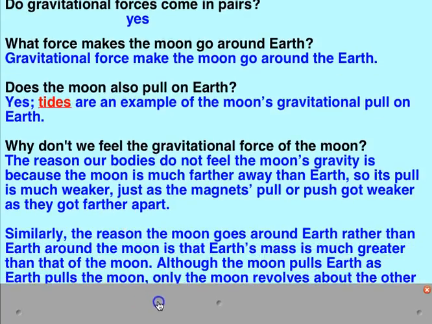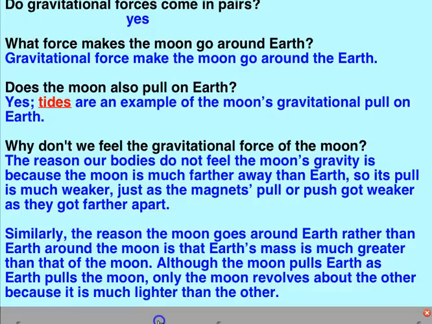All right, so similarly, the reason the moon goes around the Earth rather than the Earth around the moon is that the Earth's mass is much greater, which I just said. Although the moon pulls the Earth as the Earth pulls the moon, only the moon revolves about the other because it is much lighter than the other.